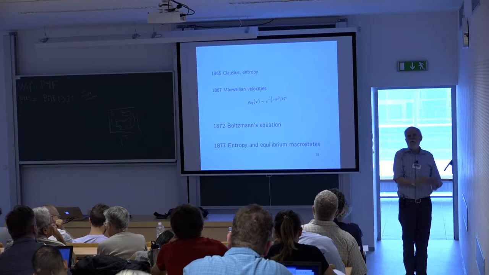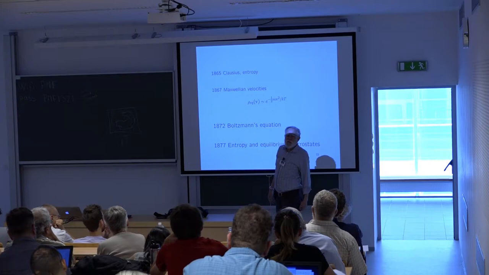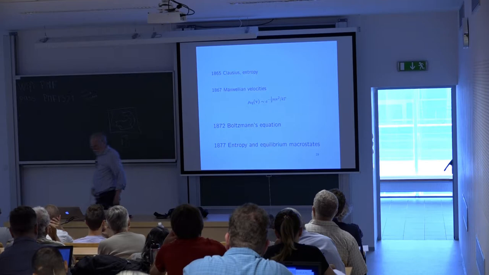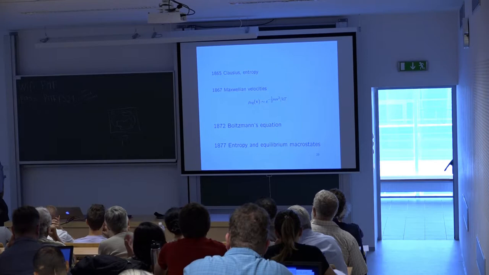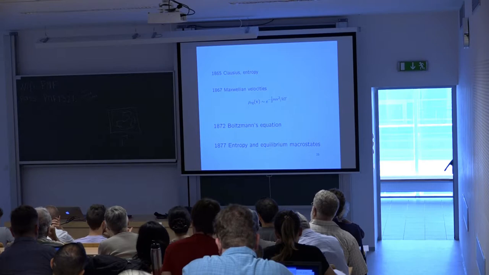And yesterday in the discussion it came out, it took a few months for Boltzmann to respond. By 1877, the answer was in print, where Boltzmann understood the connection between entropy and equilibrium macrostates, which I will get to, which gives you a better understanding of what's going on with Boltzmann's equation.